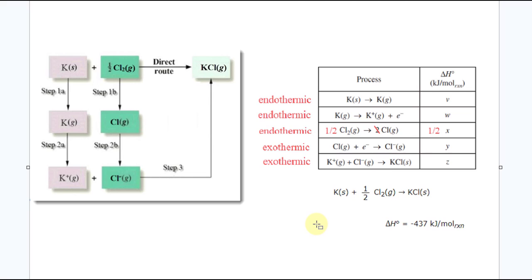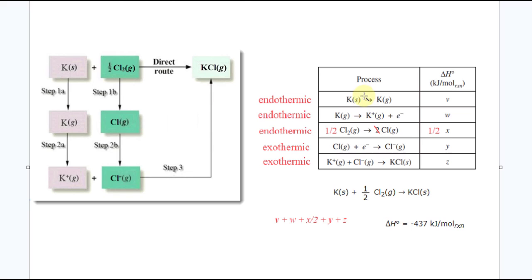Now, in terms of relative amounts, we know this reaction is going to have to be our V, which will be positive, our W, that's going to be positive, 1/2 of our X, which is positive, and then a negative Y and a negative Z. But do these reactions add up to make our final product? Let's find out if adding these 1, 2, 3, 4, 5 steps produces this final reaction for the production of potassium chloride.